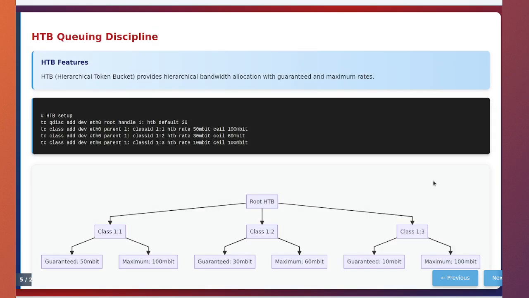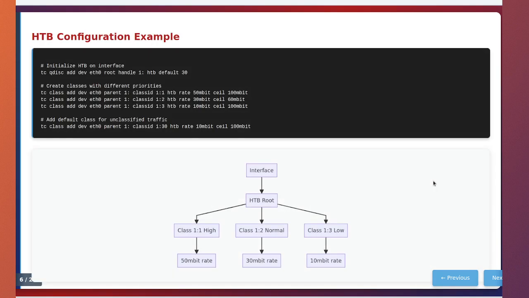Understanding HTB. HTB, Hierarchical Token Bucket, is one of the most popular queuing disciplines used in QoS implementations. It provides a hierarchical structure where bandwidth is allocated at different levels, with parent classes controlling child classes. HTB uses token buckets to regulate traffic. Packets are only allowed to pass if there are sufficient tokens available in the bucket. This allows for precise bandwidth control and ensures that high-priority traffic gets its guaranteed bandwidth while low-priority traffic is limited or shaped.